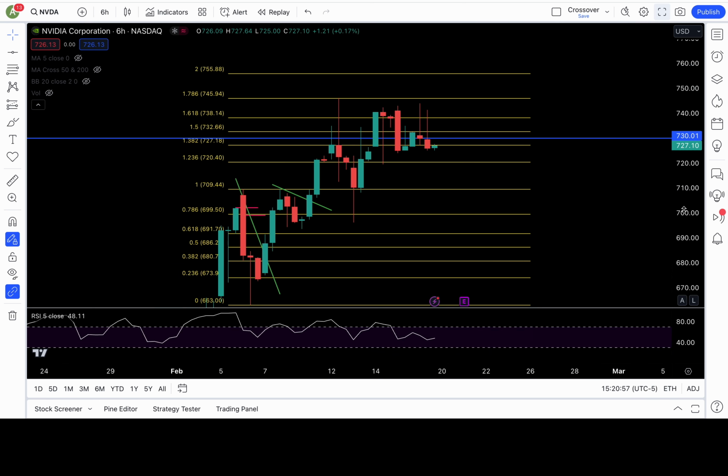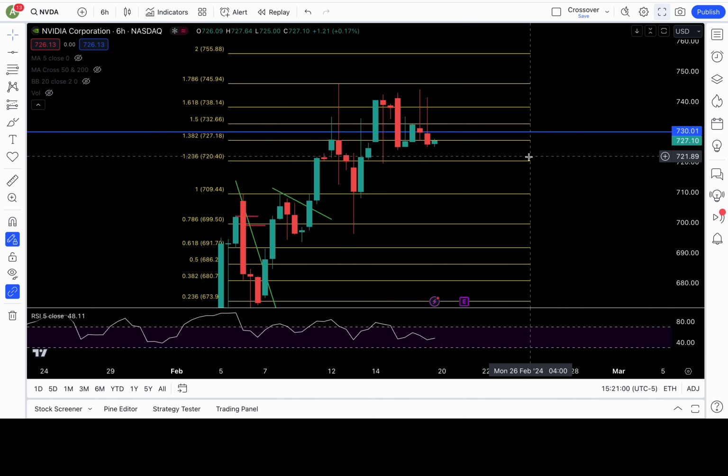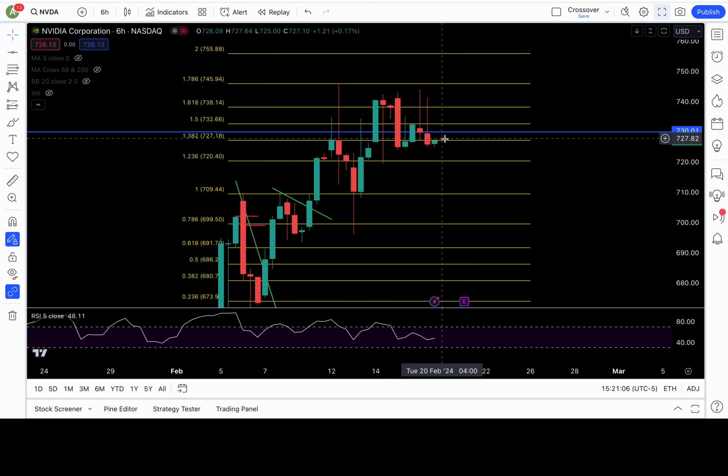NVDA closing right around my 727 level, all right? So it's being a little indecisive there. I'm looking at the 6-hour chart. To be bullish, once again, plans are the same. Got to break out 727 and 730. 732.6, 734, 736, and 738 will all be in play. With 740, 741.6, 744, and 746 all upside targets. Okay, that's the bull case.